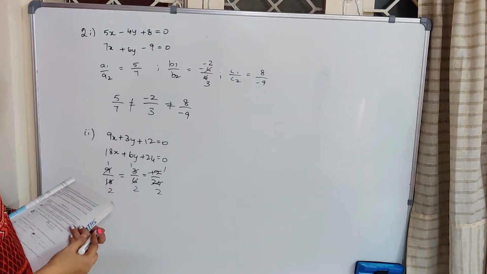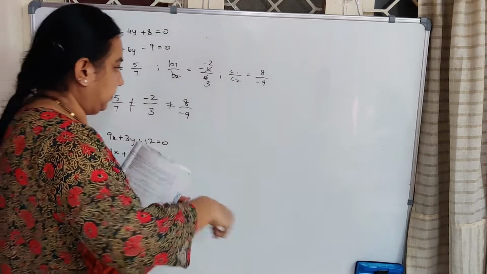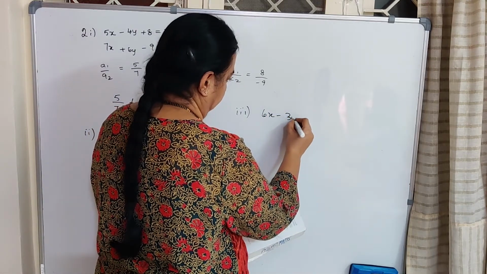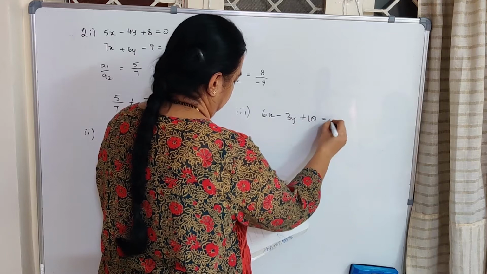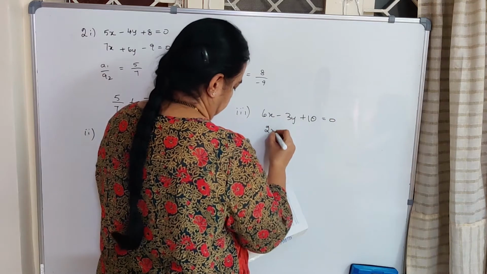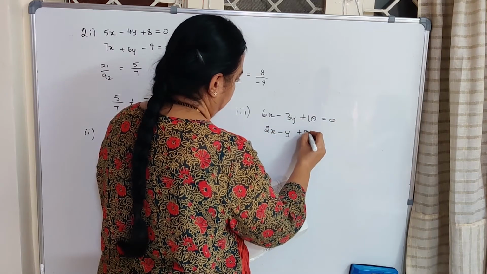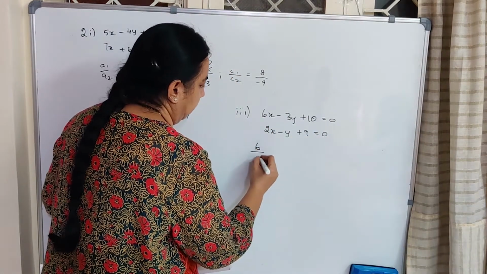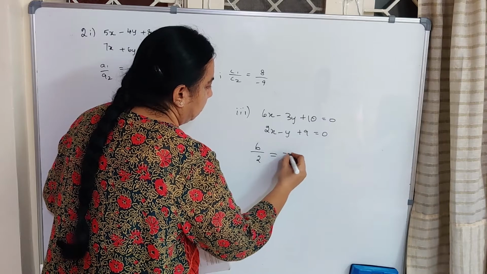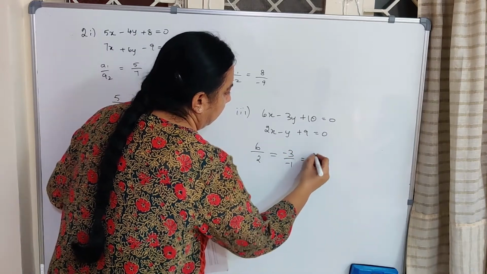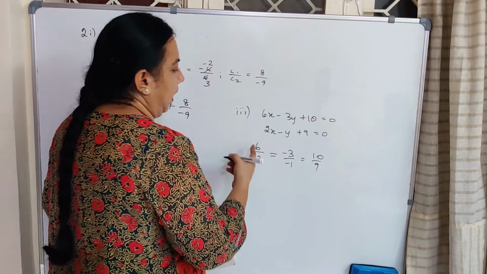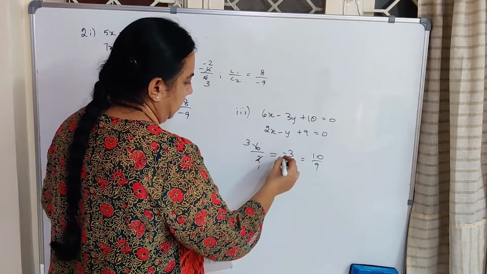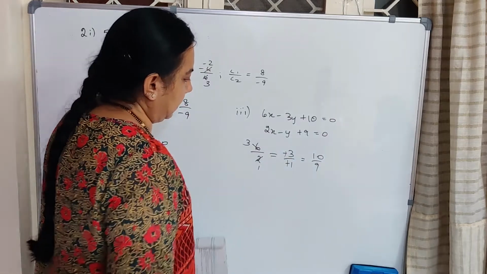Then going to the third sum. The third sum will be 6x minus 3y plus 10 is equal to 0. 2x minus y plus 9 is equal to 0. Here, when I write the coefficients alone, 6 by 2 is equal to minus 3 by minus 1 is not equal to 10 by 9. And here this is going 1 time and this is going 3 times. Here the minus and minus get cancelled.